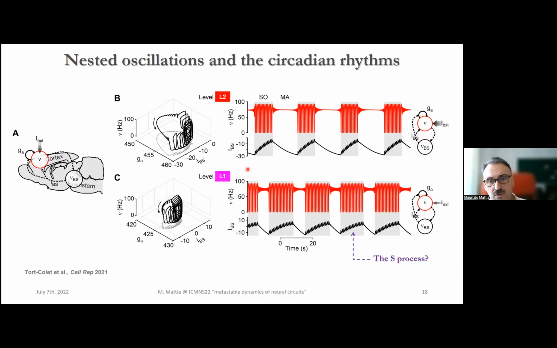So if you have a look at the activity and then at the current provided by the brainstem in this model, you see that whenever you have slow oscillation, there is an increase of this current. So there is a kind of accumulation of activity.